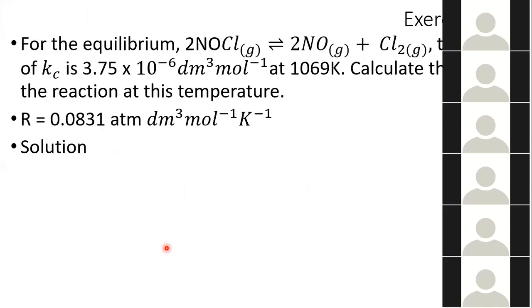So let's take this one. If you aren't able to finish in time, I think we have about 3 minutes or so. We'll use it as homework. So let's try. We have this, and then we've been given Kc. So we have to calculate for Kp.